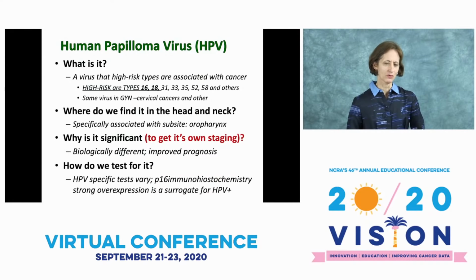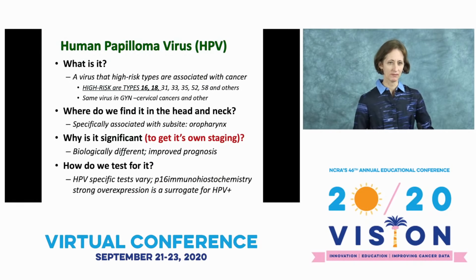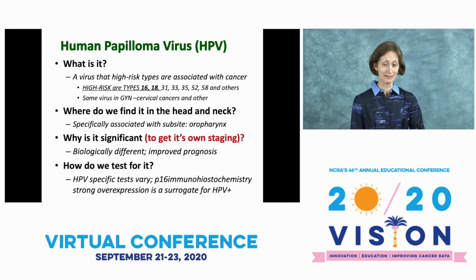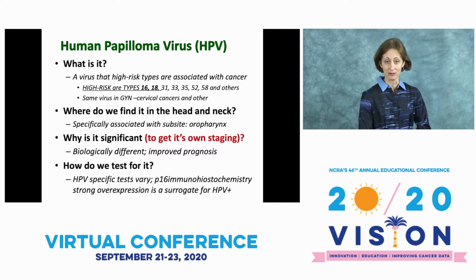So let's just get back real quick: what is the human papillomavirus? Why are we talking about it more? And why did it get its own chapter in the new AJCC staging? It's a virus with many, many different types, but a number of them we consider high risk, which means those types are associated with cancers. They're the same virus we've talked about in the GYN arena and cervical cancers for decades. They can also cause things like anal cancer. But in the head and neck, they cause oropharyngeal cancers, so tonsil, base of tongue.